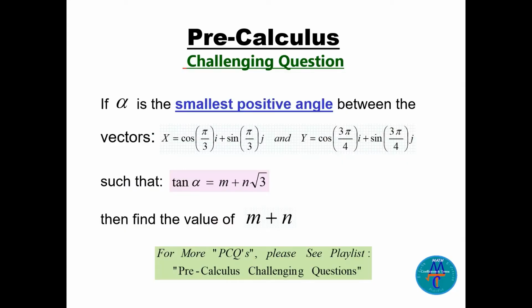This is another pre-calculus challenging question about vectors. If alpha is the smallest positive angle between the vectors x and y, the vectors are given here, such that tan of alpha is equal to m plus n square root of 3, find the value of m plus n. So first we have to find alpha, then tan alpha, then we can figure out the values of m and n.